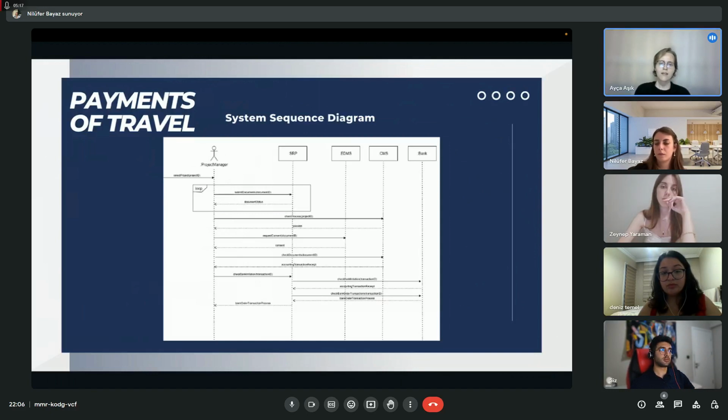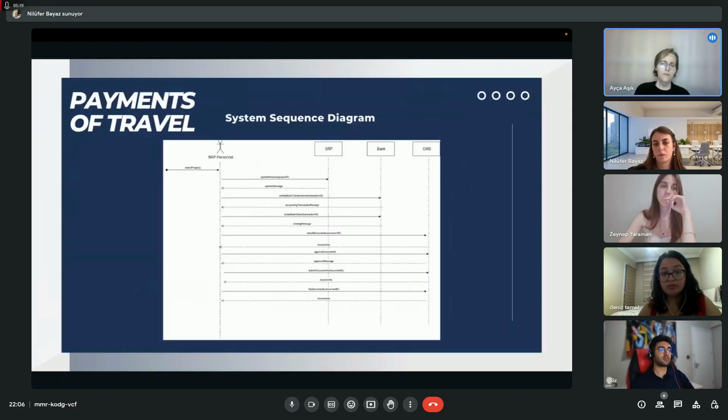The second diagram has the SRP personnel. SRP personnel checks and accepts the documents, then moves on to initiate the bank transaction. After the initiation process, they journal them with the help of the cost management system. After the bank transaction gets completed, the process ends. That's all from me. You can continue, Deniz.